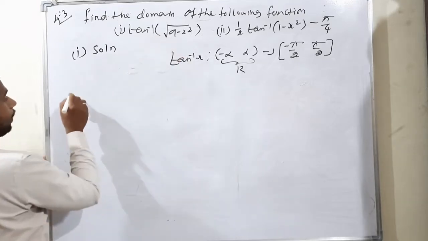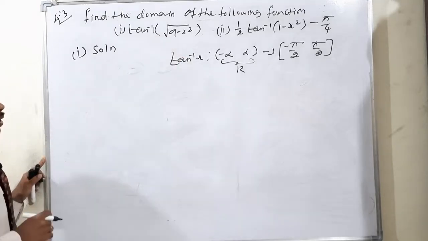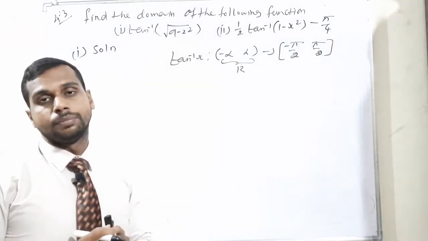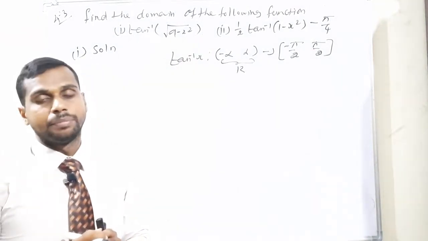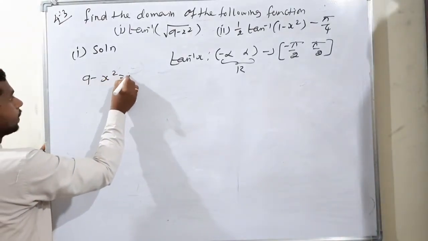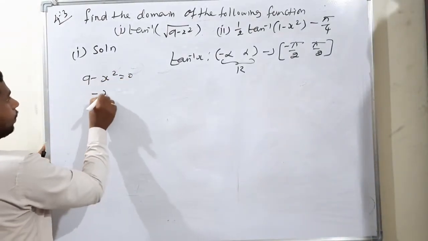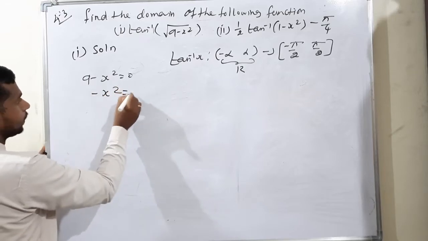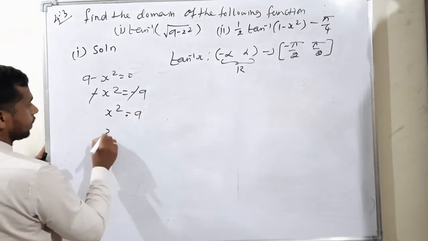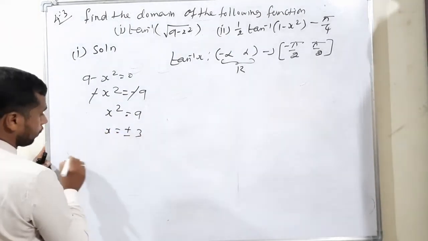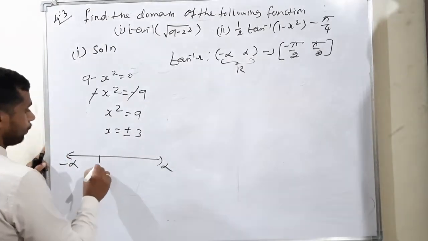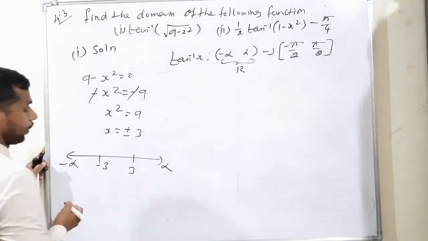So, square root of 9 minus x square must be at least 0. If you have square root of any negative value, simply we can say it's not a real value, only imaginary. So, consider 0: 9 minus x square is equal to 0, so minus x square plus 9, bring over to the opposite side means minus 9. Again minus minus cancel, so x square is equal to 9. Therefore, x is equal to plus or minus 3.